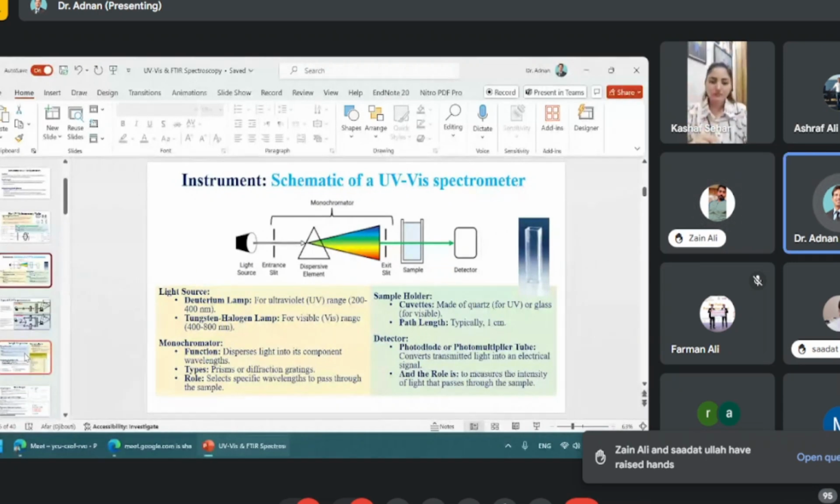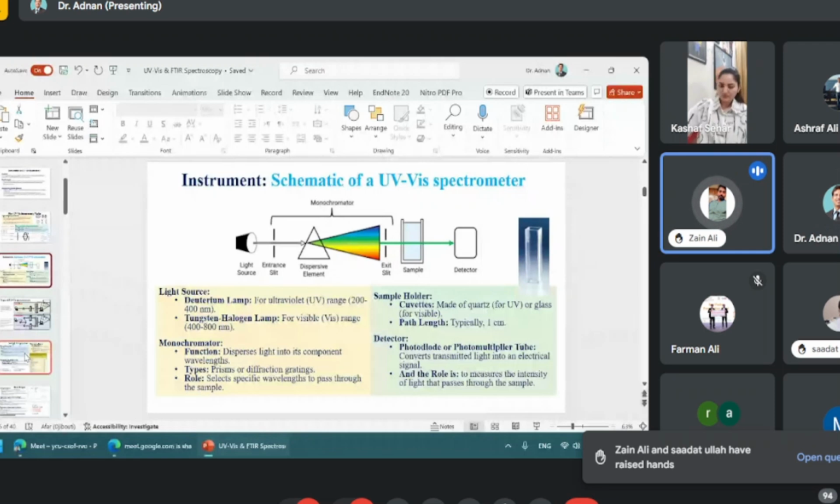You mean, in the UV range, if unsaturated compounds have lambda max around 200 to 400, you can analyze them in the UV range. Yes, sir. Because the unsaturated compound is around 150 nanometer, as we discussed in the starting, but also deuterium.